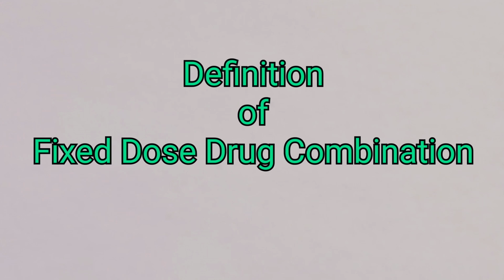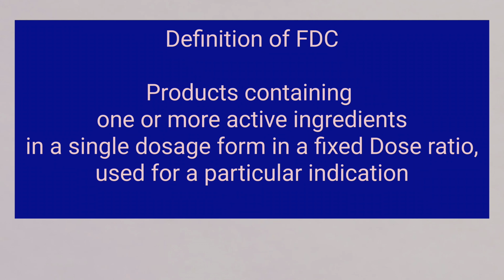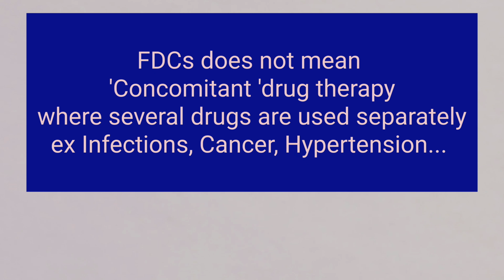Definition of fixed dose drug combination or FDCs. FDCs can be defined as products containing one or more active ingredients in a single dosage form in a fixed dose ratio used for a particular indication. This does not mean concomitant therapy where several drugs are used separately, for example in infections, cancer, hypertension and so on.